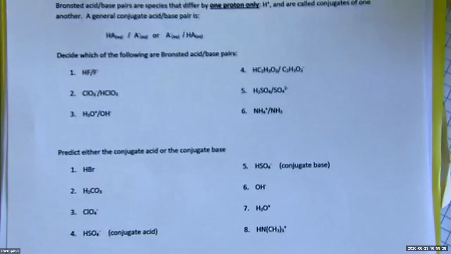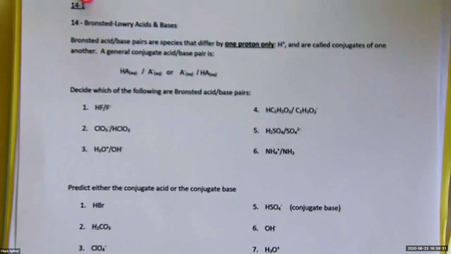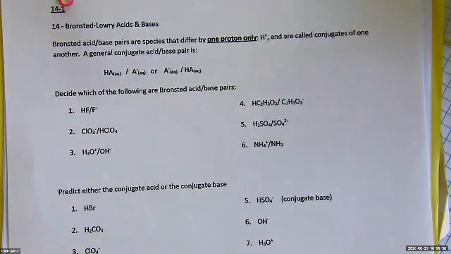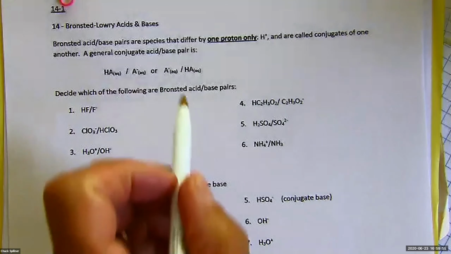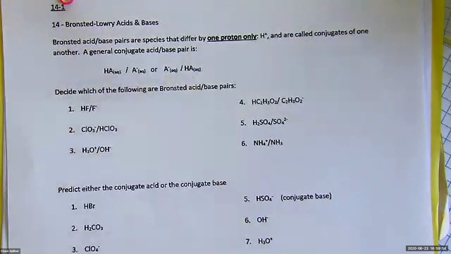That looks pretty good. I'm going to zoom in. Let's look at a few of these problems. This is just a one-page worksheet. Let's see, we'll get a nice pen here. So the first question says, decide which of the following are Bronsted acid-base pairs. And at the top, an introduction tells you an acid-base pair can be an acid and conjugate base, or it can be a base and conjugate acid.